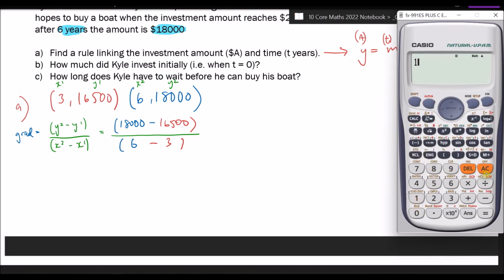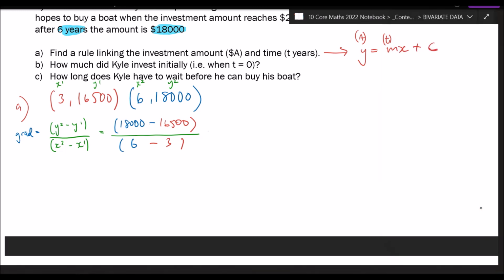18,000 take away 16,500 over... ooh, okay, see what happened there? Make sure you watch out how you type it in your calculator. I'll type it in again. Let's do it like this: 18,000 take away 16,500, and on the bottom, 6 take away 3, equals 500. That's my gradient, 500.